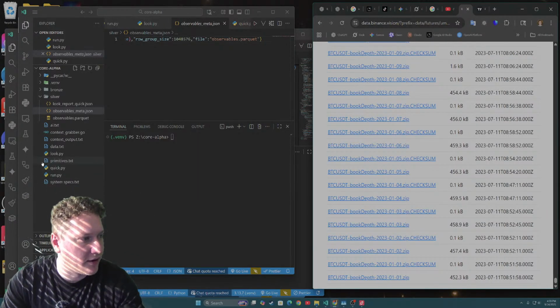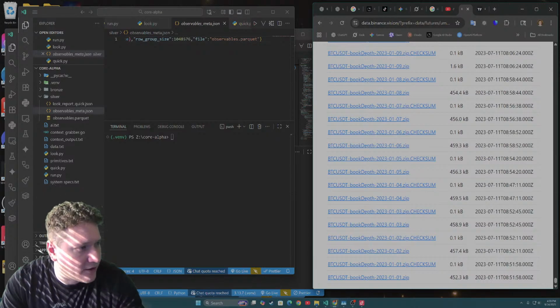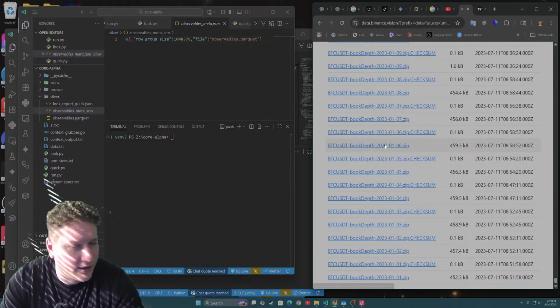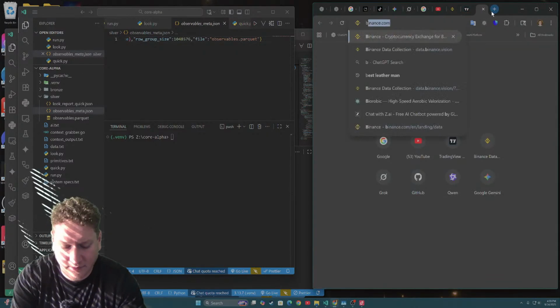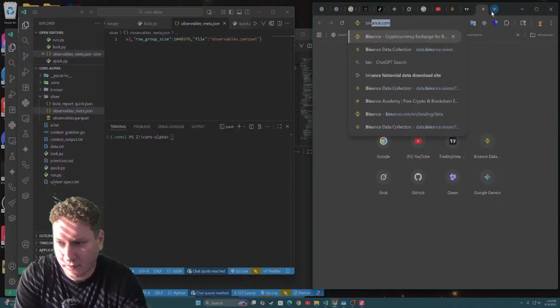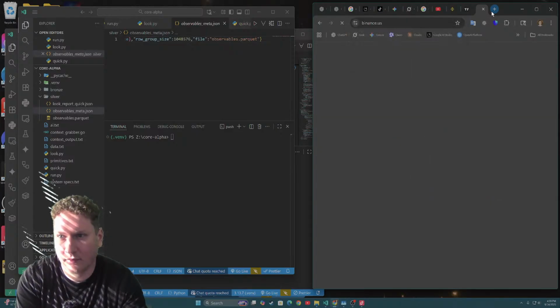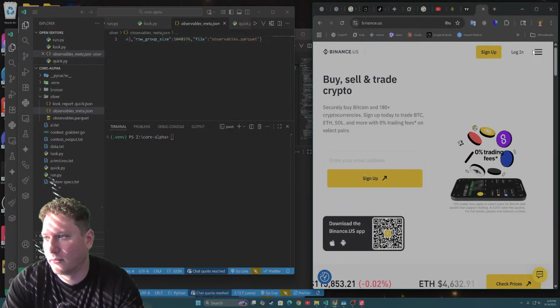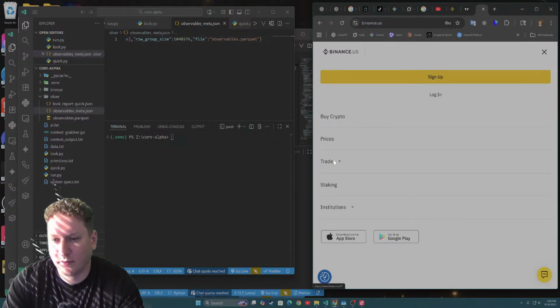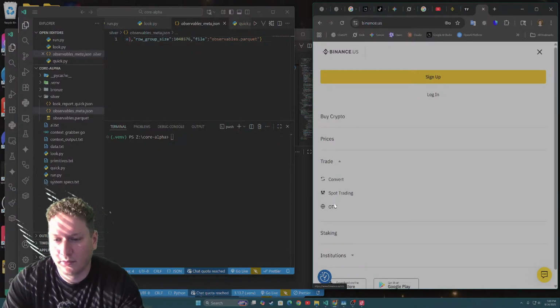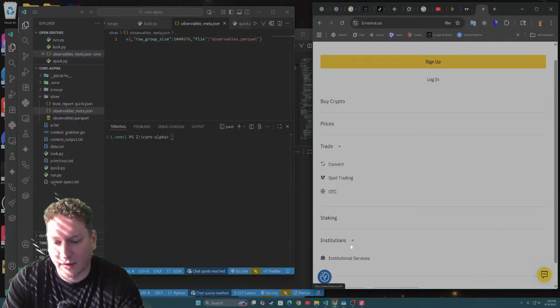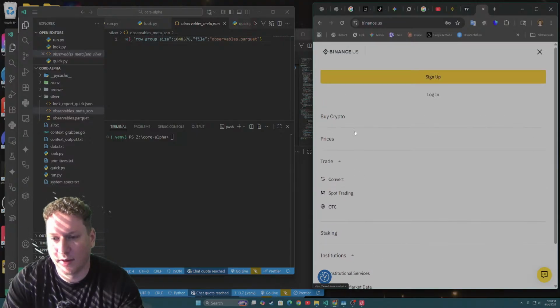Yeah, I can't trade on Binance unless Binance US has options. Do they? Doesn't look like they got anything there. Yeah, there's nothing there.